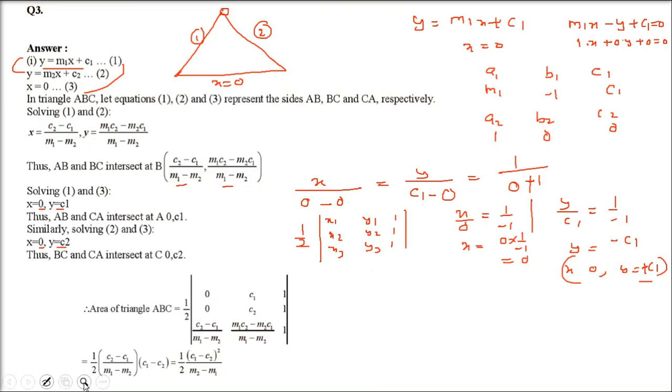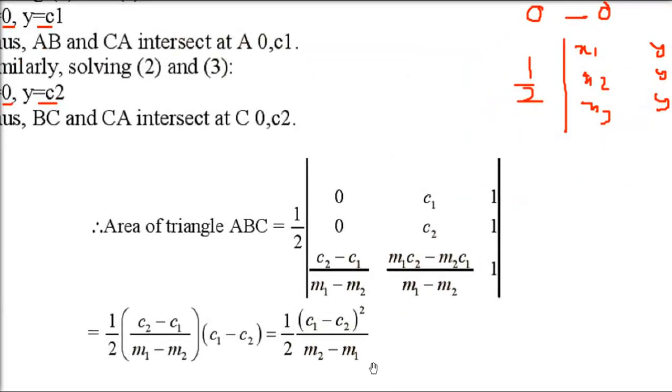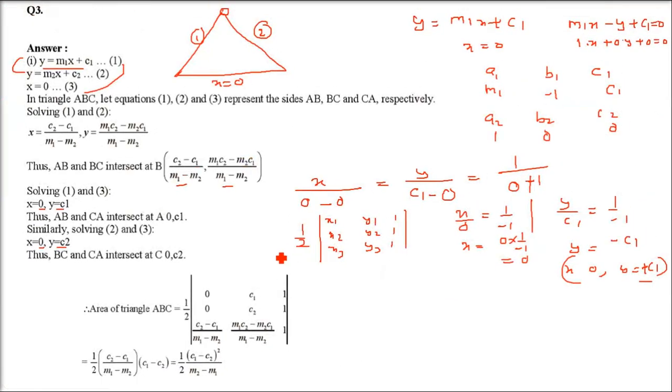So we have to find out the determinant actually. So how to get the determinant? Now put the values: x1, x2, x3 in the first column, y1, y2, y3 in the second column, and the third column is 1, 1, 1. So we'll take 0 and the row and column we will not take. Other terms we'll take: m1 c2 minus m2 c1 by m1 minus m2, and here 1, 1. The intersection of row and column, we are not going to take those terms.